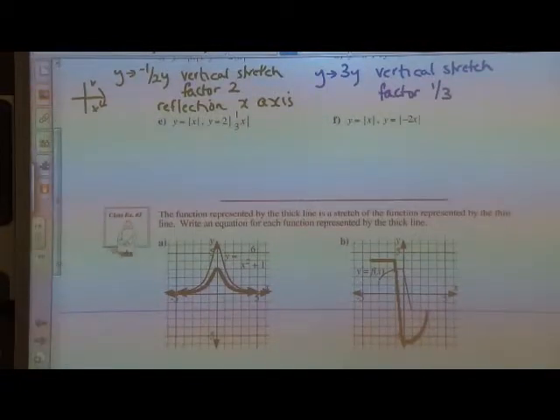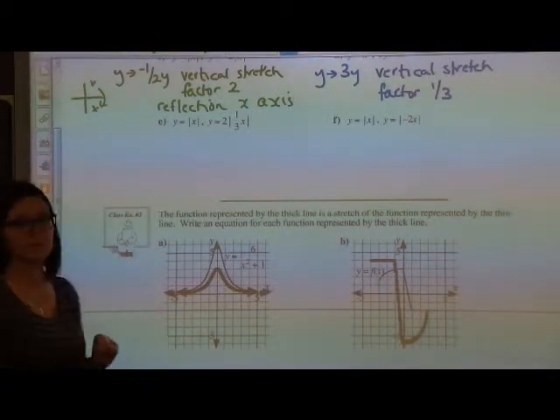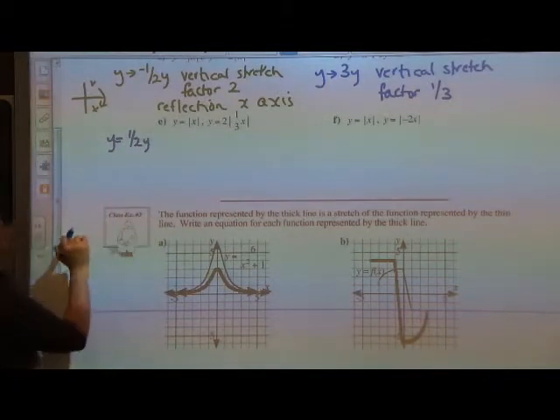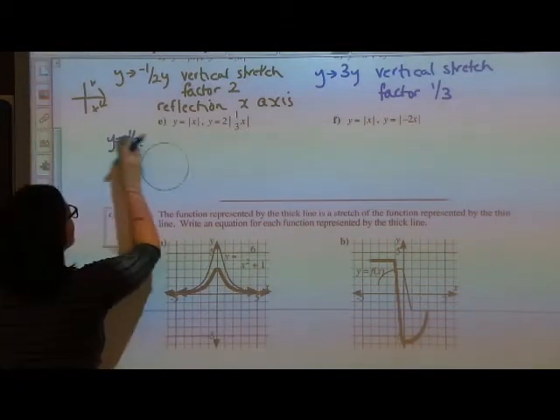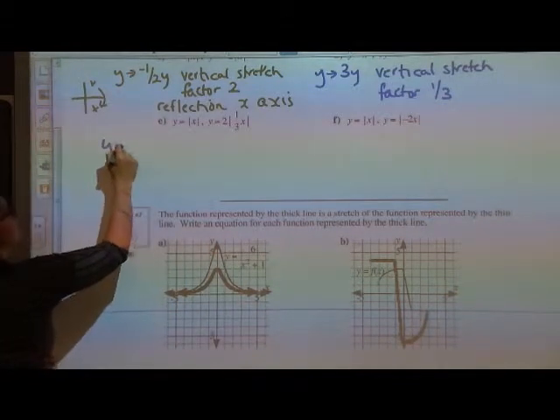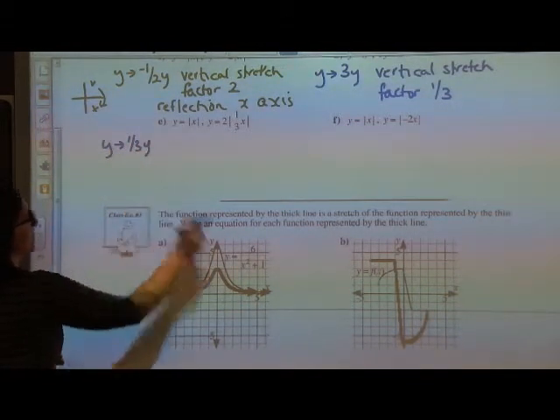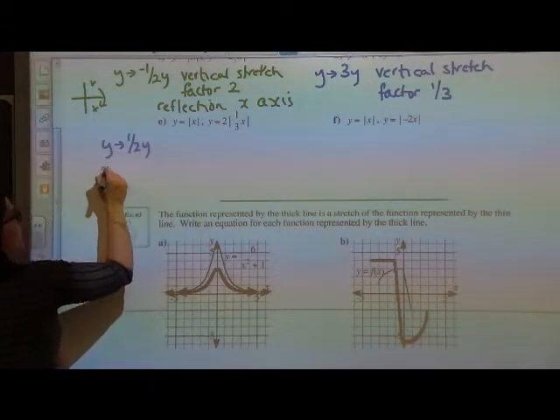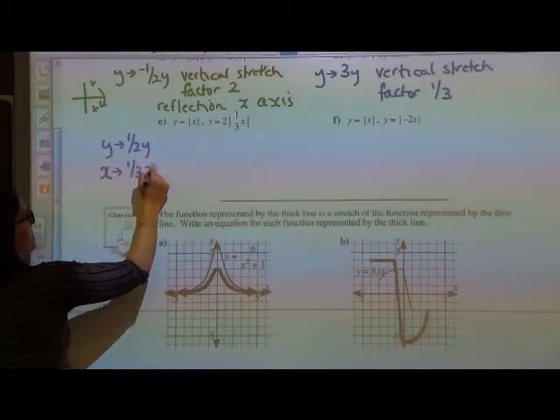Okay, look at E. I have y equals the absolute value of x, and then my other equation is y equals 2 times the absolute value of 1/3 x. How many replacements do I have? 2 replacements. What are they? y is replaced with the 1/2 y. And x is replaced with the 1/3 x. Yes. Oh, I did that backwards. Okay, y with a 1/2 y, and x with a 1/3 x.